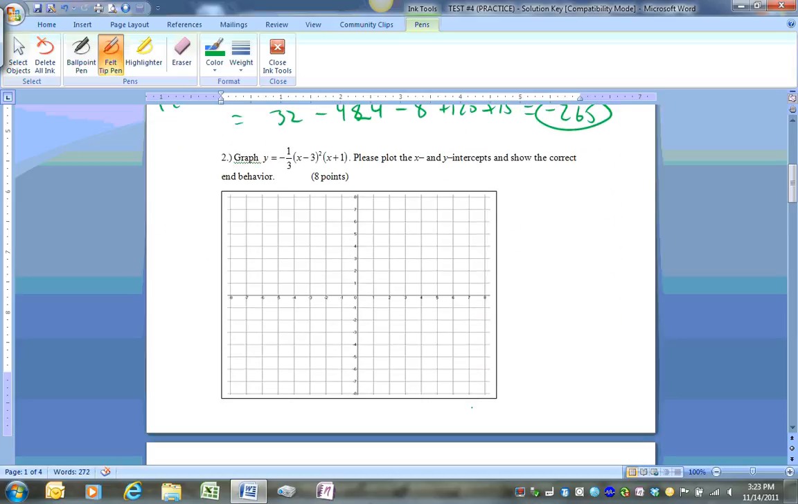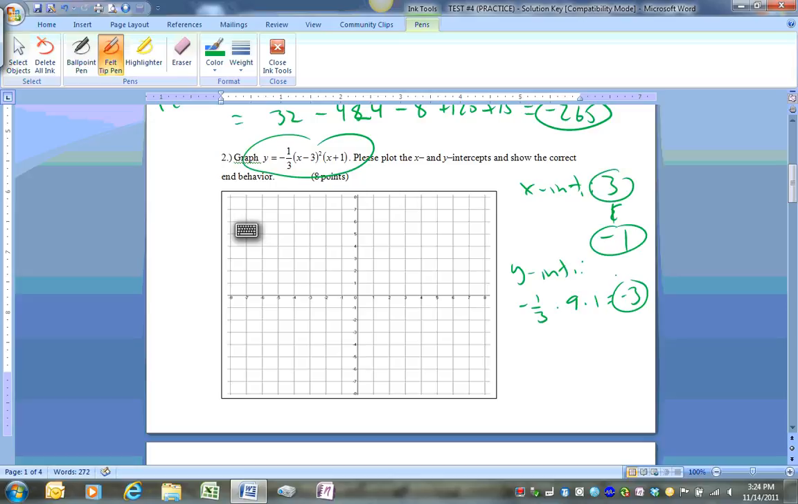Number 2 is a little bit more recent. You're asked to graph this equation. Your x-intercepts will be 3 and negative 1. The y-intercept, when you plug in 0 for x, should be, let's see here, negative 1/3 times 9 times 1. So it'll be negative 3. So 3 and negative 1 are your x-intercepts, and the y-intercept is negative 3.